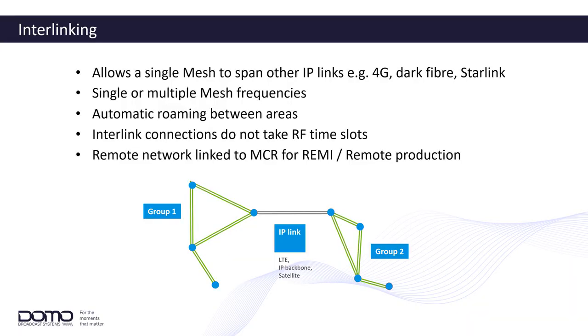Now, there's one more thing on the technical side that I want to talk about before going into some of the applications, and this is interlink mode. So you can have nodes connected by different methods rather than just our own RF. We can connect them by Ethernet, we can connect them by 4G or 5G backbone, we can even connect them over Starlink and satellite links. So this can enable two different groups of radios to be in the same network.